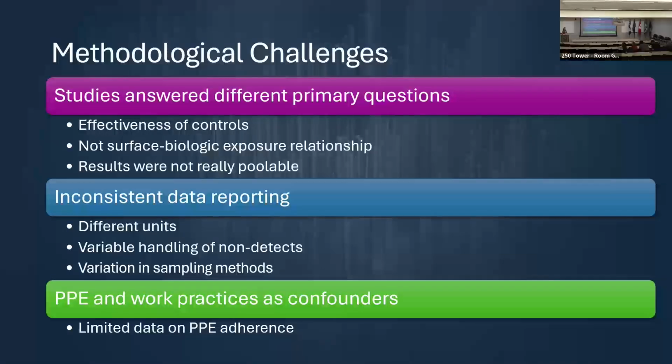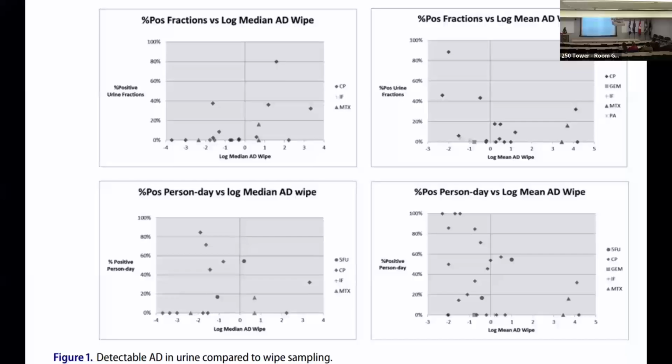And so this made it hard to really draw a connection between what you're dermally exposed to, what surface contamination is there, and what you're actually absorbing. Additionally, the studies that were analyzed didn't have regular reporting of how often people are actually adhering to their PPE practices. And that also functioned as a confounder.